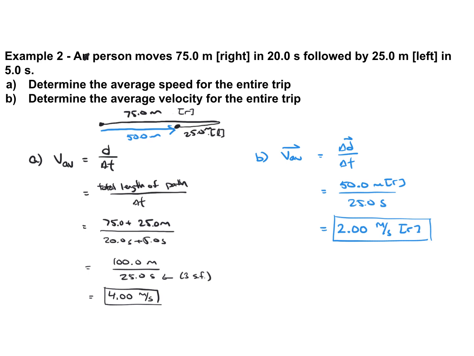All right, so there's the first example of average speed versus average velocity. As I said in the previous slide, the numbers are different. Speed and velocity are not the same thing. One of them is 4, the other one is 2 for this question. They are different things.